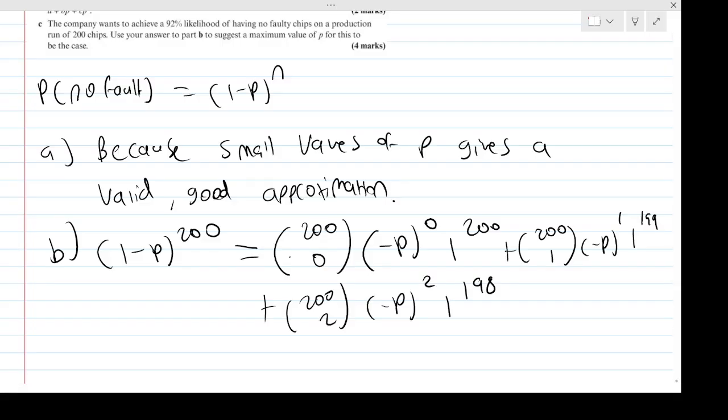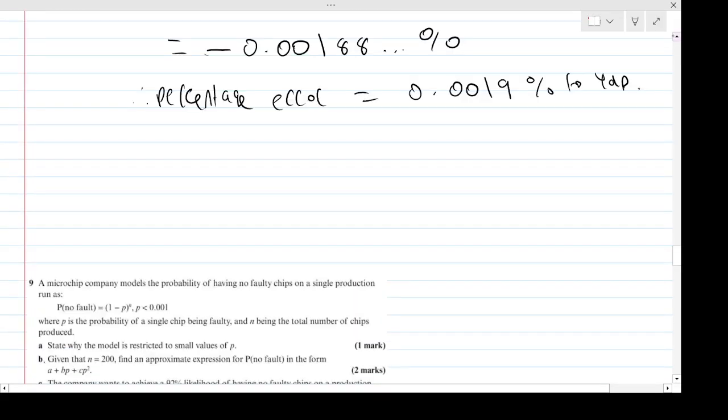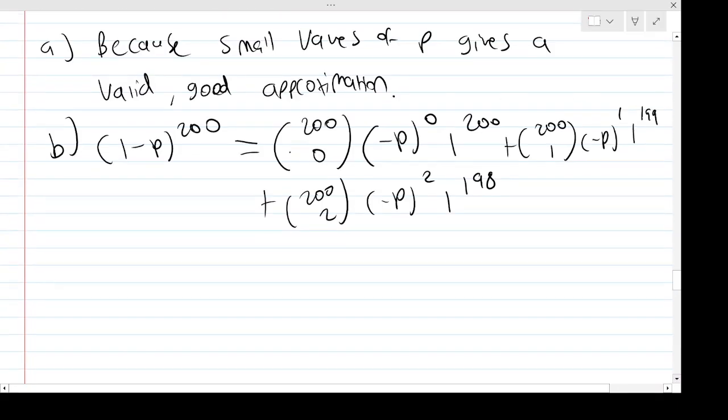Now that's it, that gives me a quadratic term for p squared. You can see that here again because my answer only has 3 terms in it, right? So I only need the first 3 terms. If I just evaluate all that, 200 choose 0 is 1, minus p to the 0 is just 1 as well, so we just get 1 first. Then 200 choose 1 is 200, minus p to the 1 is just minus p, so we get minus 200p.